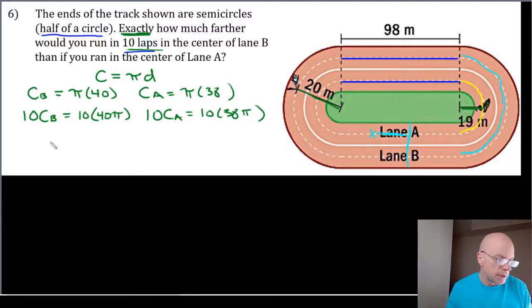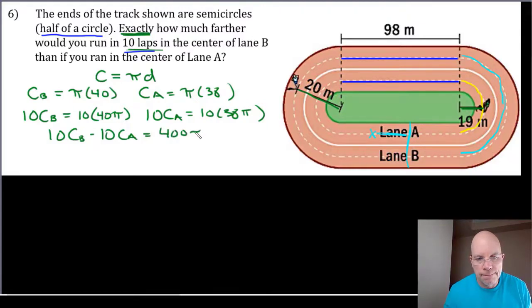And so the difference would be 10C_B minus 10C_A, which would be 10 times 40, 400 pi, minus 38 times 10 is 380 pi. And so the difference, the exact difference in the distances run would be 20 pi meters.